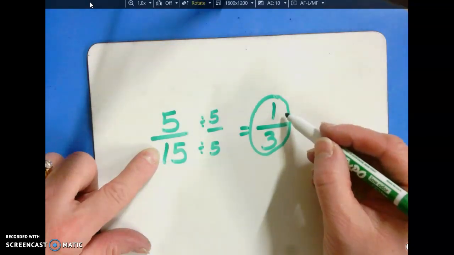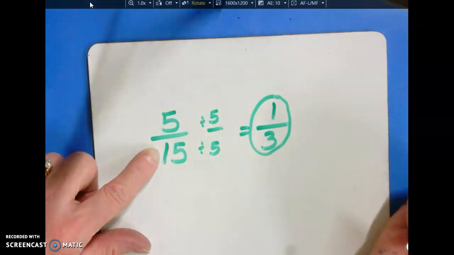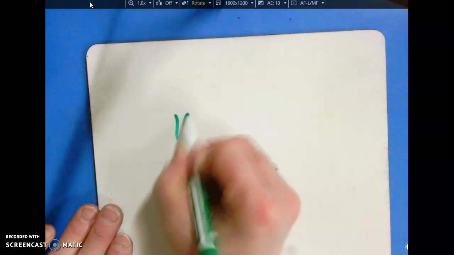There is no other number I can divide both of these numerators and denominators by, except for 1. And so I know I have arrived. This one. What if I have 10/12ths?